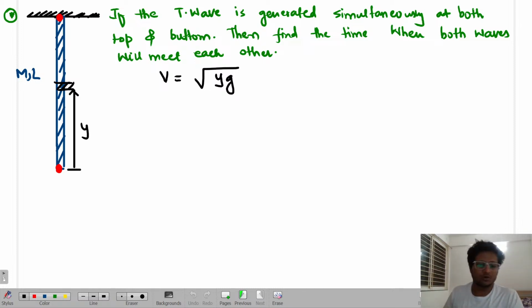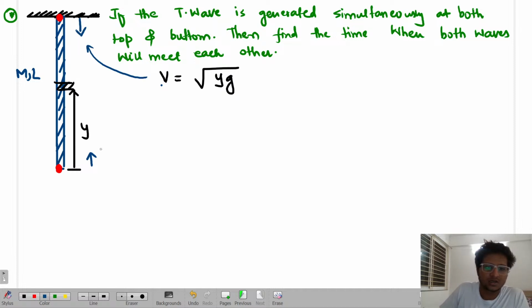Tell me one thing: both the waves are following, means one wave is going down and another wave is going up. Both the waves are following the same velocity equation, isn't it? Hannah, Srishti and Chandra, both. Are you able to get me?